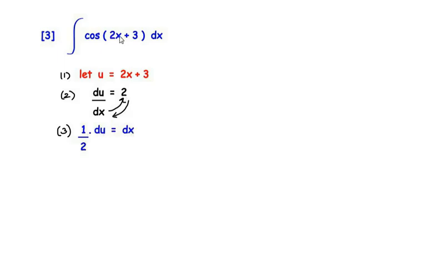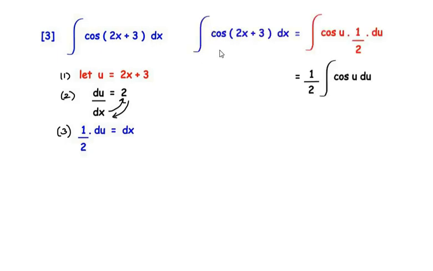Now we are going to replace all the x terms by u terms in this expression, giving us integration of cos 2x plus 3 dx is equal to integration of cos, now 2x plus 3 is being replaced by u, times, now dx is being replaced as 1 over 2 times du. Now 1 over 2 is a constant, so we have taken it out of the integration sign, giving us 1 over 2 integration of cos u du. Now integration of cos u is sin u, so we get 1 over 2 sin u plus c.